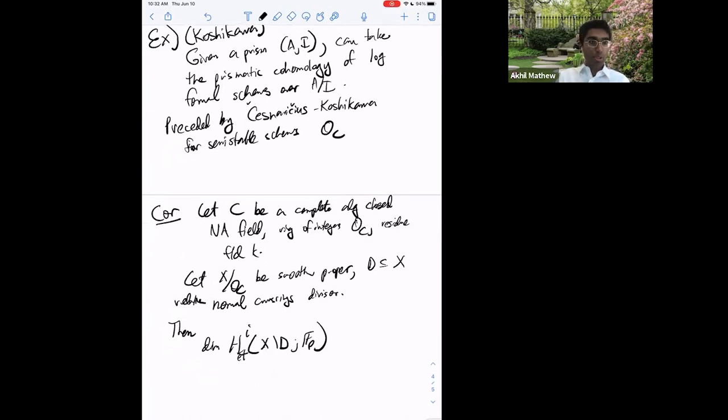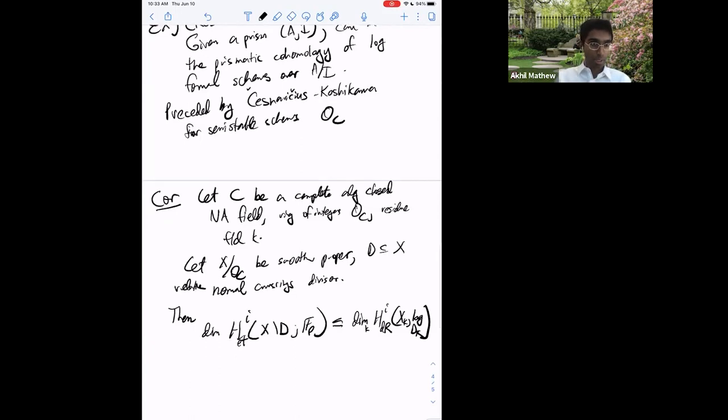So the dimension of the étale cohomology of the complement is going to be bounded by the dimension of the de Rham cohomology of the special fiber with log poles along the reduction of the special fiber of D. So dimension over k. This is the type of comparison theorem that follows from the theory of prismatic cohomology, actually A_inf cohomology. This is proved by Bhatt, Morrow, and Scholze.